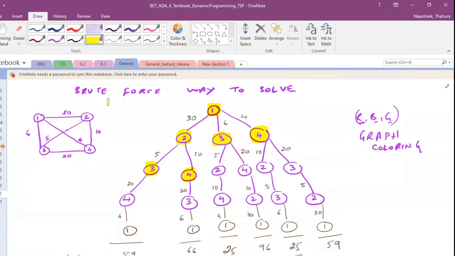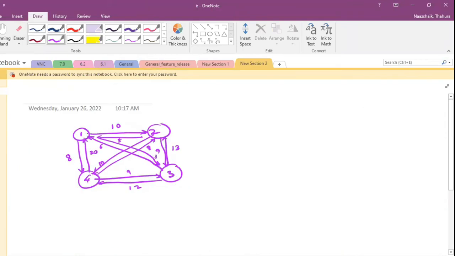Right? And if you take 3, what is the last combination left? You have visited 1, 2, 3. So the only possible combination for you is 4, right? And from there, you will come back to 1, right? Just look at this also. So from 4, what is the only possible combination for you? 3, right? Is this clear?